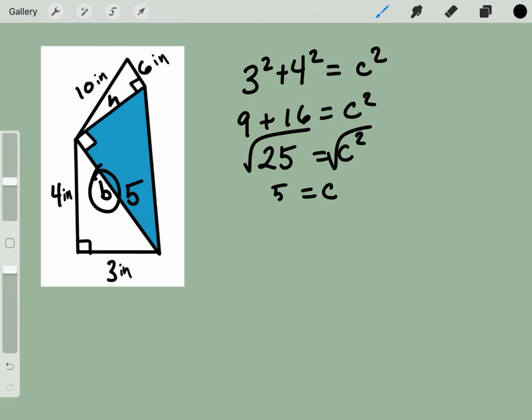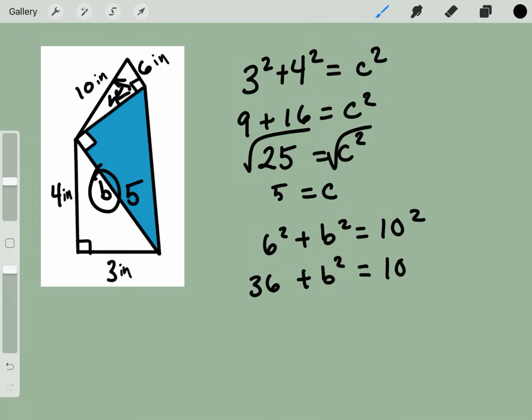And now I'm going to look for this other value of b, and I'm going to do something very similar with 6 and 10. In that situation, though, 6 is a leg and 10 is the hypotenuse because it's the one opposite the right angle. So you have to be careful about which numbers you're using. So I would have 6 squared plus b squared equals 10 squared. 36 plus b squared equals 100. Subtract 36 from both sides. All right, I'm going to pause here. You finish the rest of the problem. What is the value of b?